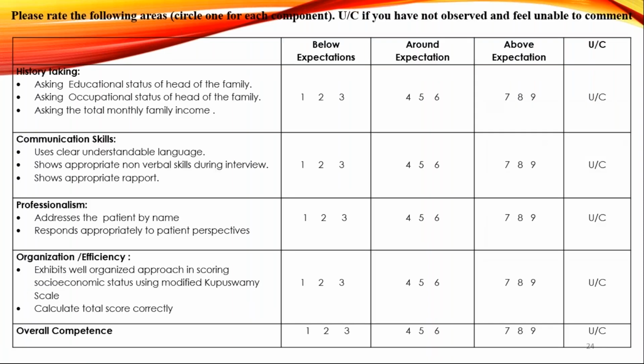So this consists of 5 components, starting from history taking, communication skills, professionalism, organization and efficiency, and overall competence. Here we have to give the students a score from 1 to 9. 1 is poor performance, 9 is good performance. If you are not able to comment, we can put unable to comment also. In history taking, we are assessing whether the student is asking the educational status of the head of the family, the occupational status of the head of the family, and total monthly income.